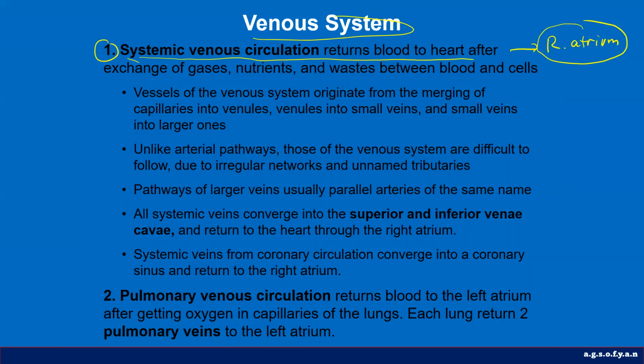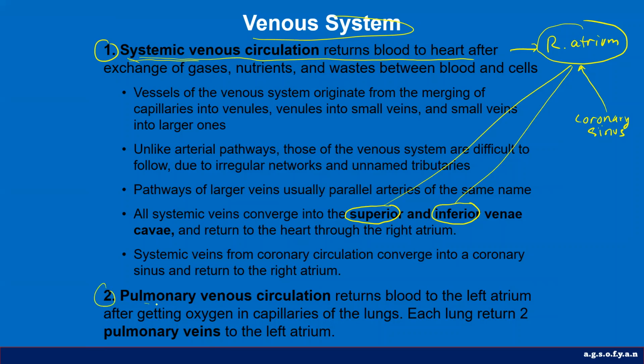And again, all veins from the lower part will combine into a bigger vein called the inferior vena cava. While all the veins coming from the upper part of our body, from the head and also from the upper limbs, the arms, will combine into the superior vena cava, and both of them will enter into the right atrium. Plus, there is the coronary sinus from the heart circulation, which will also enter into the right atrium. So this is the systemic venous circulation.